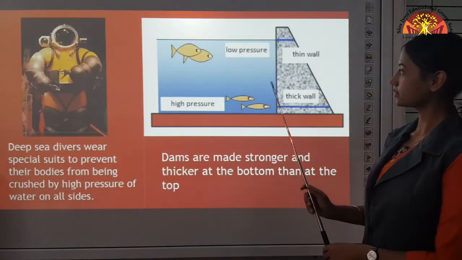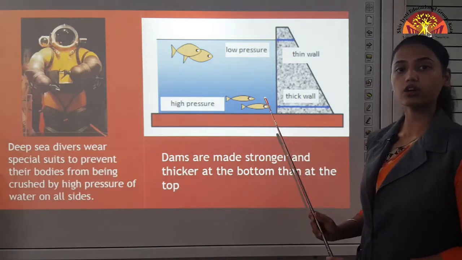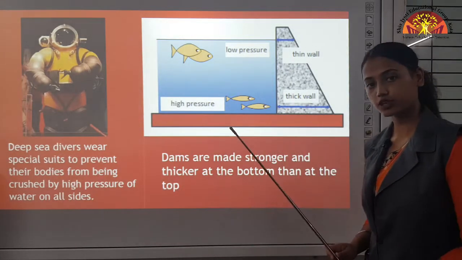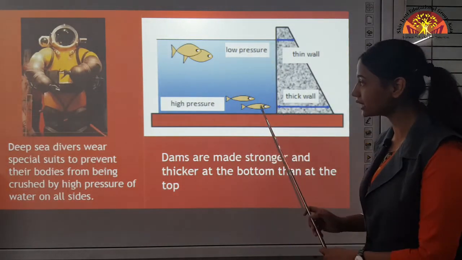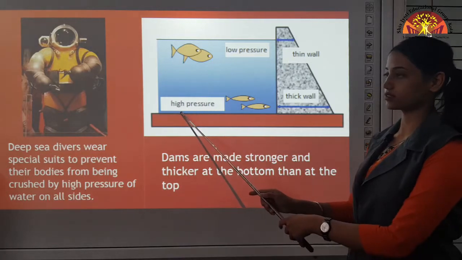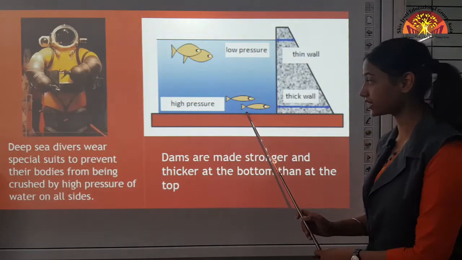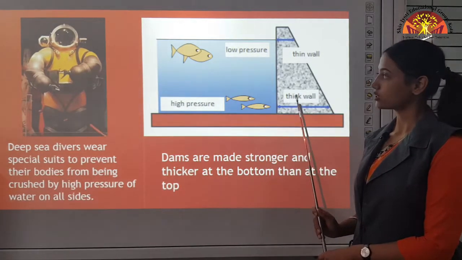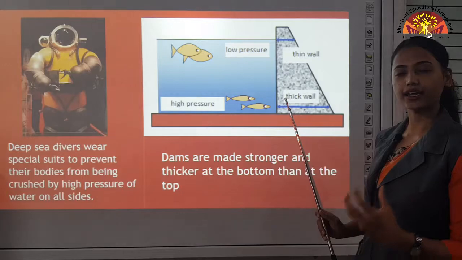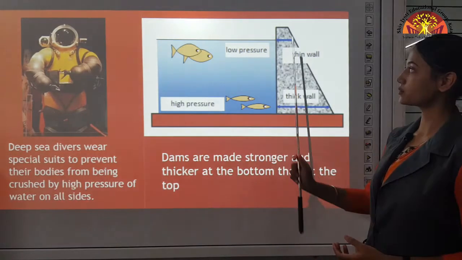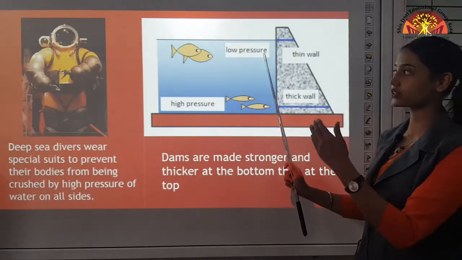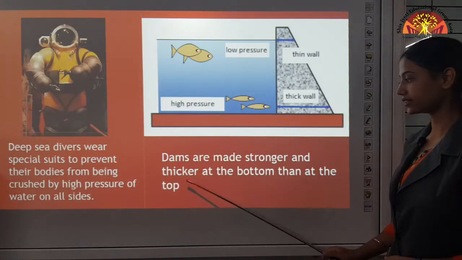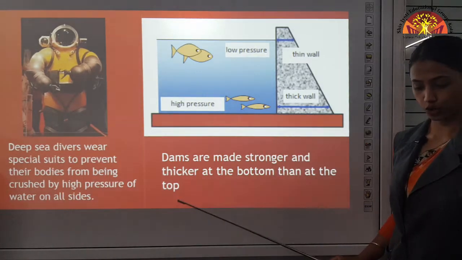And you have seen the dam also. The wall of dam is broader, it is thicker at the bottom because of the same fact, because as we go deeper, the pressure increases. High pressure is present here, and if the wall would be thin, then it will break the wall. So that's why we make thicker and broader wall at the bottom as compared to the top, because at top pressure is low. So dams are made stronger and thicker at the bottom than at the top.